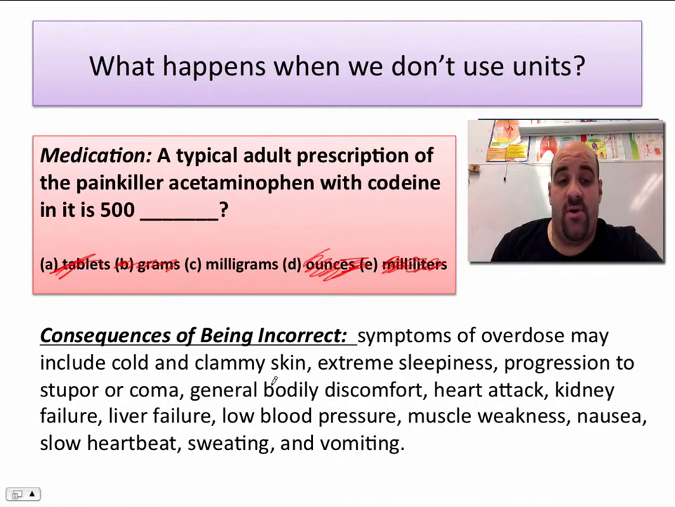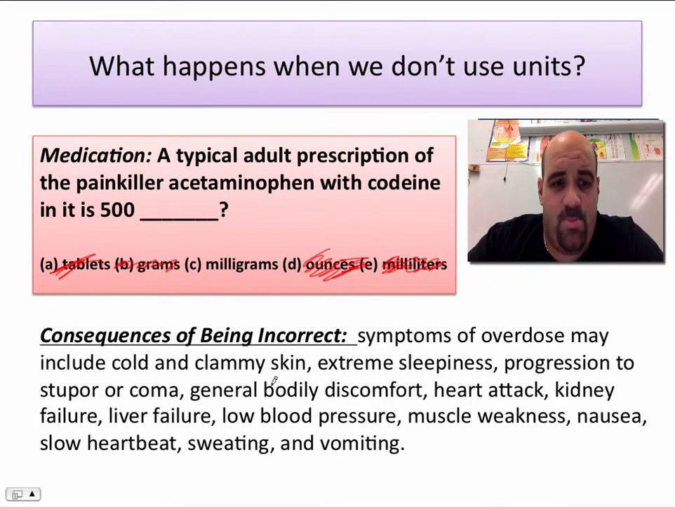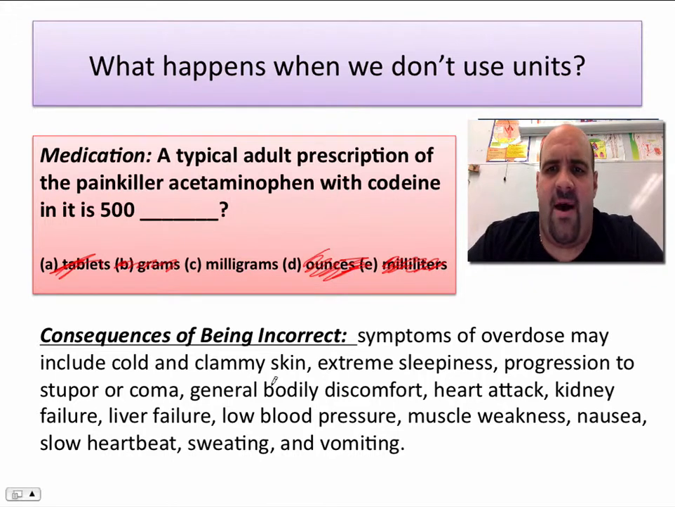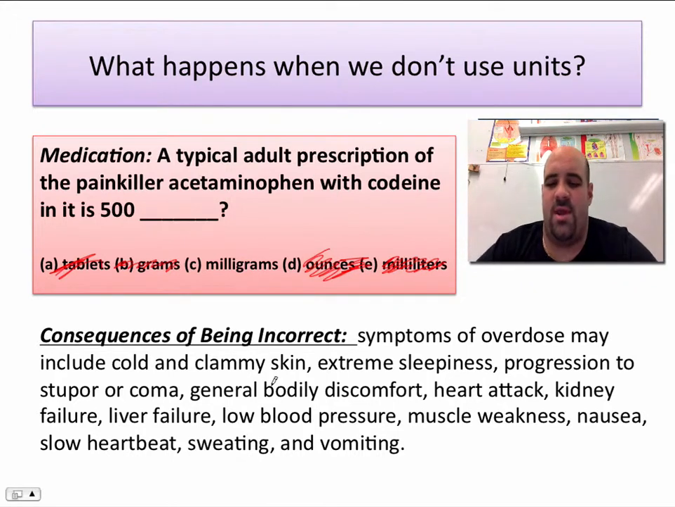What happens if you overdose on Tylenol? Well, cold and clammy skin, extreme sleepiness, progression to stupor or coma. Maybe that explains something about my students. General bodily discomfort, heart attack, kidney failure, liver failure, low blood pressure, muscle weakness, nausea, slow heartbeat, sweating, and vomiting. So generally, overdosing on prescription medicine is a bad idea.